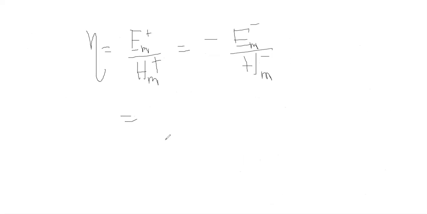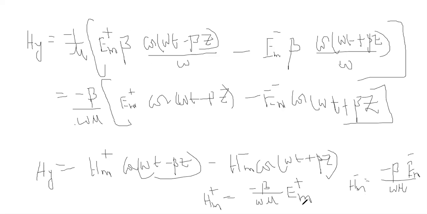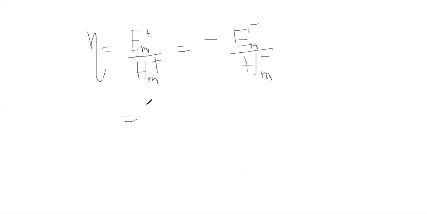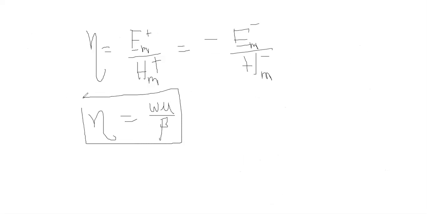In both the equations, you can see here, that is the first one, Em plus by Hm plus. Cross multiply, this Em plus by Hm plus is omega mu by beta. Okay, omega mu by beta. Even if you take this one also, the negative sign is there, that is also omega mu by beta. Eta is equal to omega mu by beta.